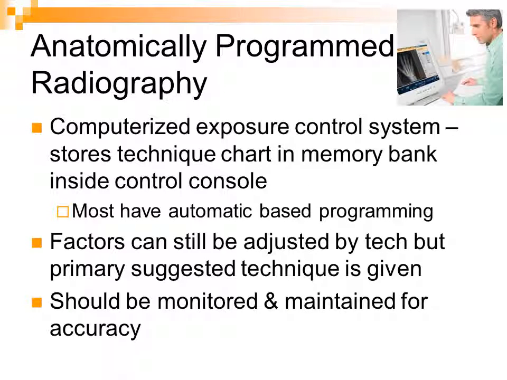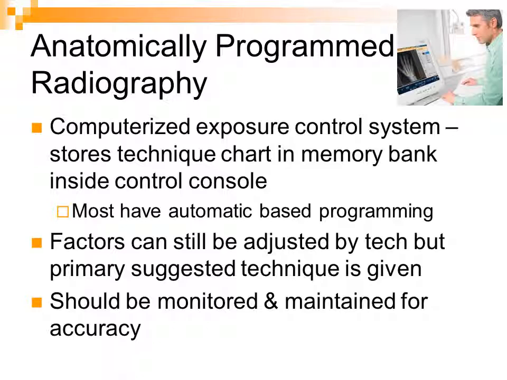Anatomically programmed radiography. A computerized exposure control system stores the technique chart in its memory bank inside the control console, and it can store any type of exposure system. You must have an automatic-based programming. Factors can still be adjusted by the technologist, but primarily just a suggested technique is given. It should be monitored and maintained for accuracy.